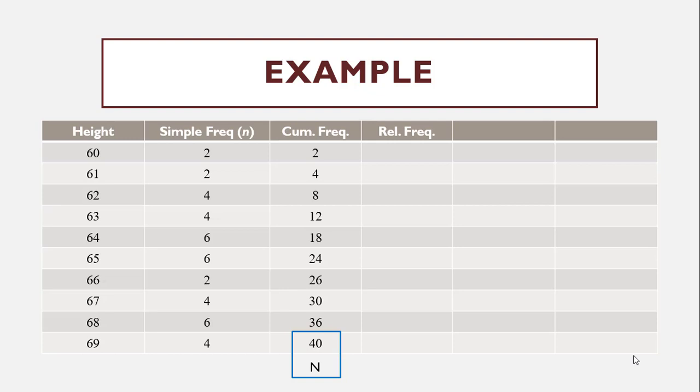So 2 is one of the little n's. 2 is the little n for 60. It also happens to be the little n for 66. And 4 is the little n for 67 as a height. And 40 is the big N for the whole sample. So it's going to be the case that when we do relative frequency, the simple frequency for each height changes, but the 40 for the entire group stays the same for each calculation.